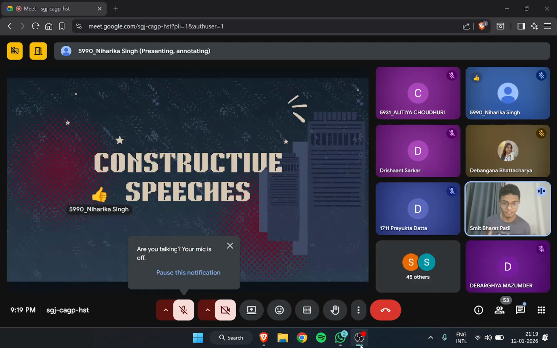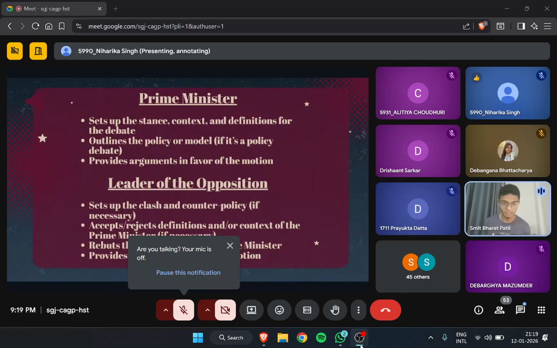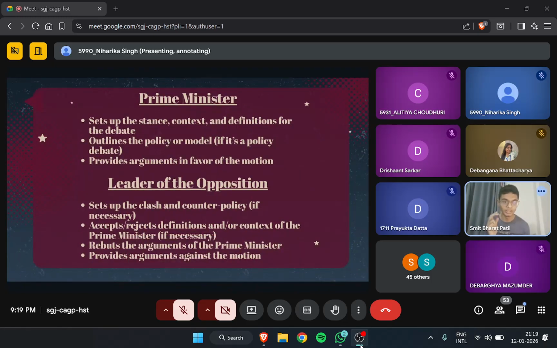Now moving on to the first constructive speech. That is for the government side, PM or the Prime Minister, or LO, the leader of opposition. So as Alithya said, the first speech in APD is the Prime Minister's speech. Now let's understand what Prime Minister particularly does in this speech.